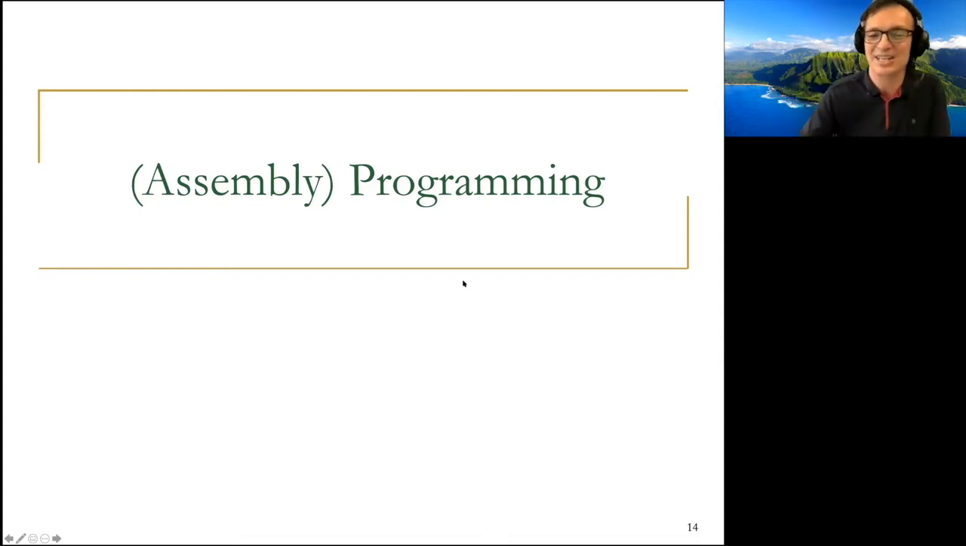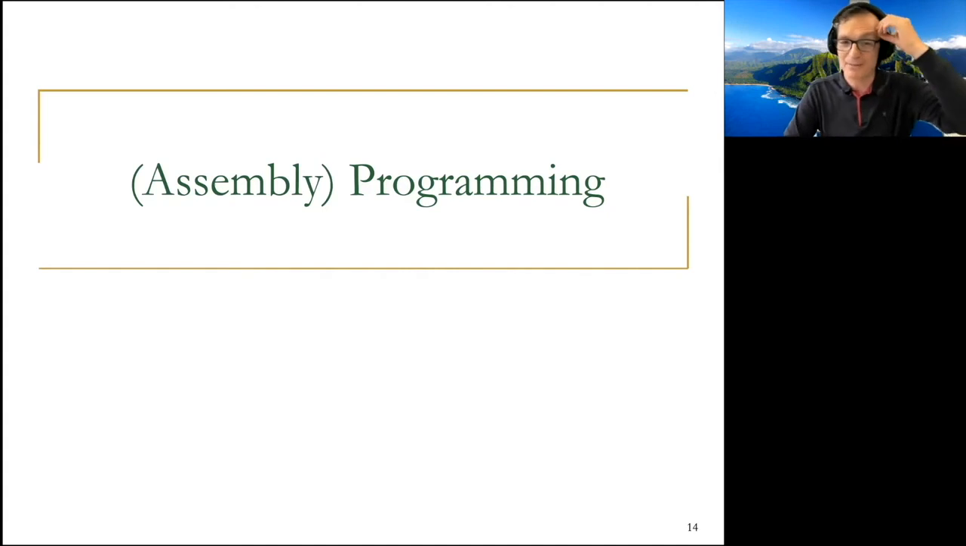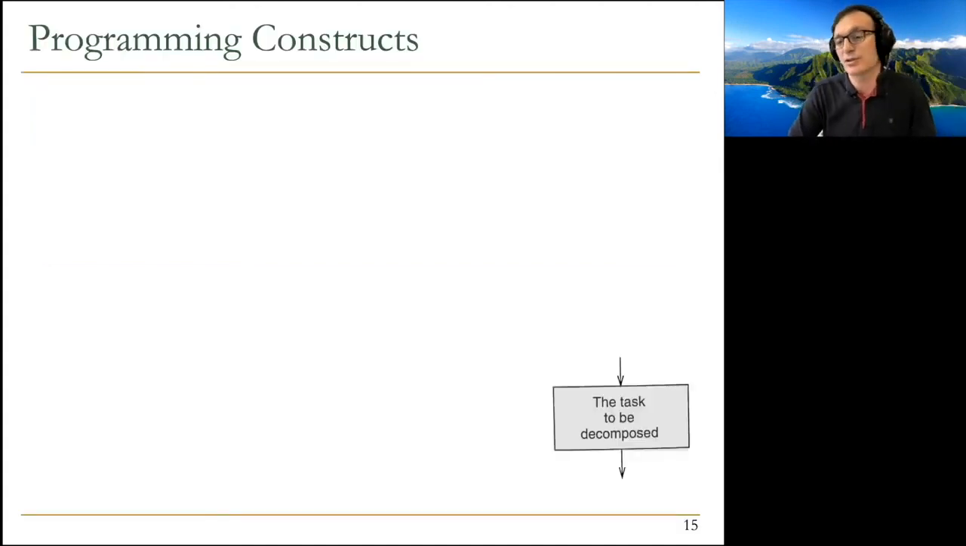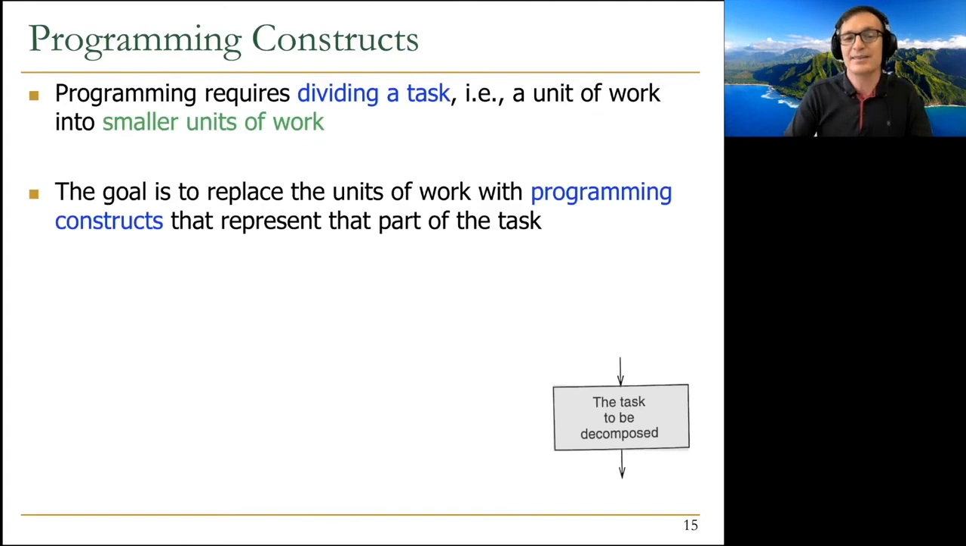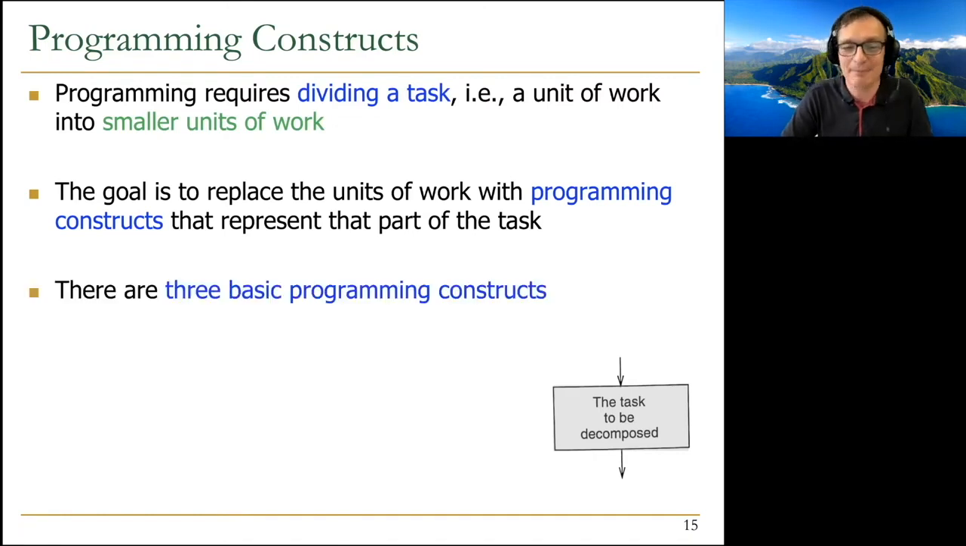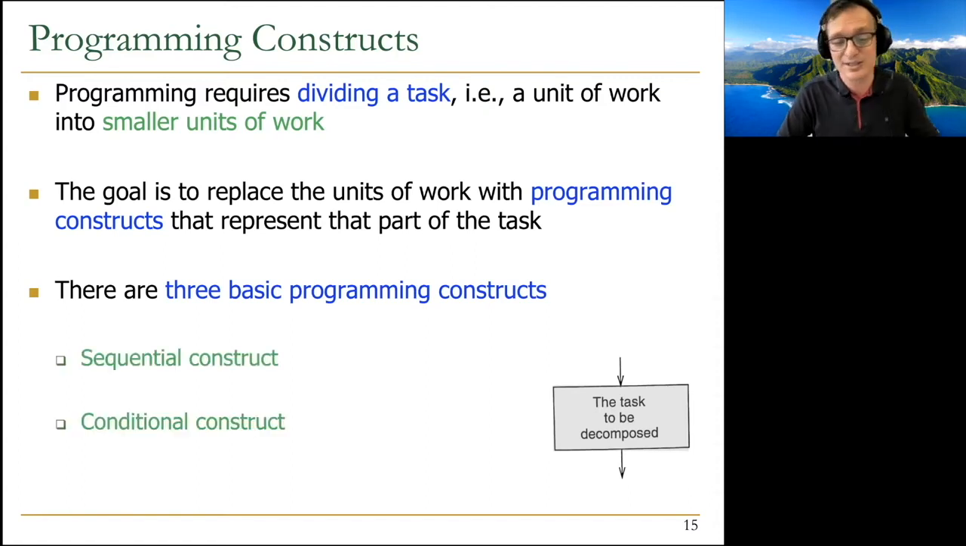Nothing really should be magic at this point in terms of how you can go from a transistor all the way to assembly programming. And now we're going to close the gap for assembly programming. So we're going to talk about programming now from the high level. So you have a task, and programming requires dividing a task, in other words, a unit of work, into smaller units of work. So all of programming is really divide and conquer in the end. And the goal is to replace the units of work with programming constructs that represent that part of the task, your subtask, let's say. And there are three basic programming constructs: sequential construct, conditional construct, and iterative construct.